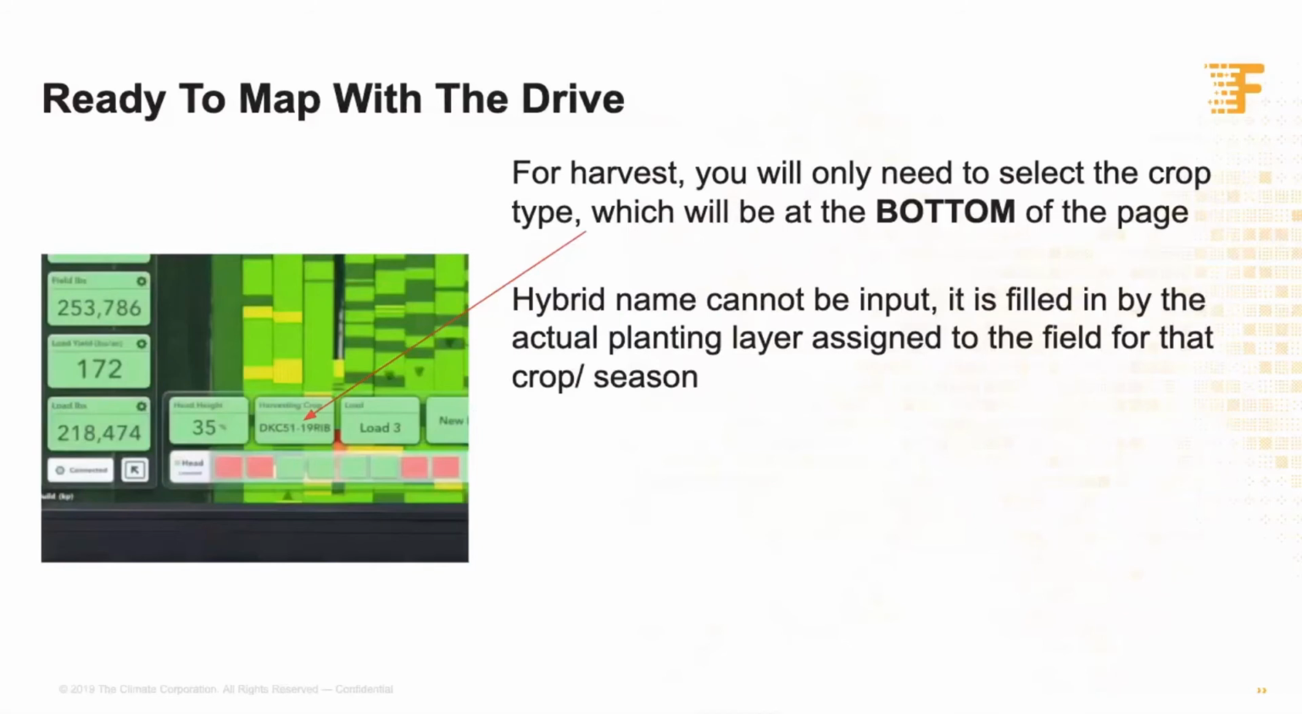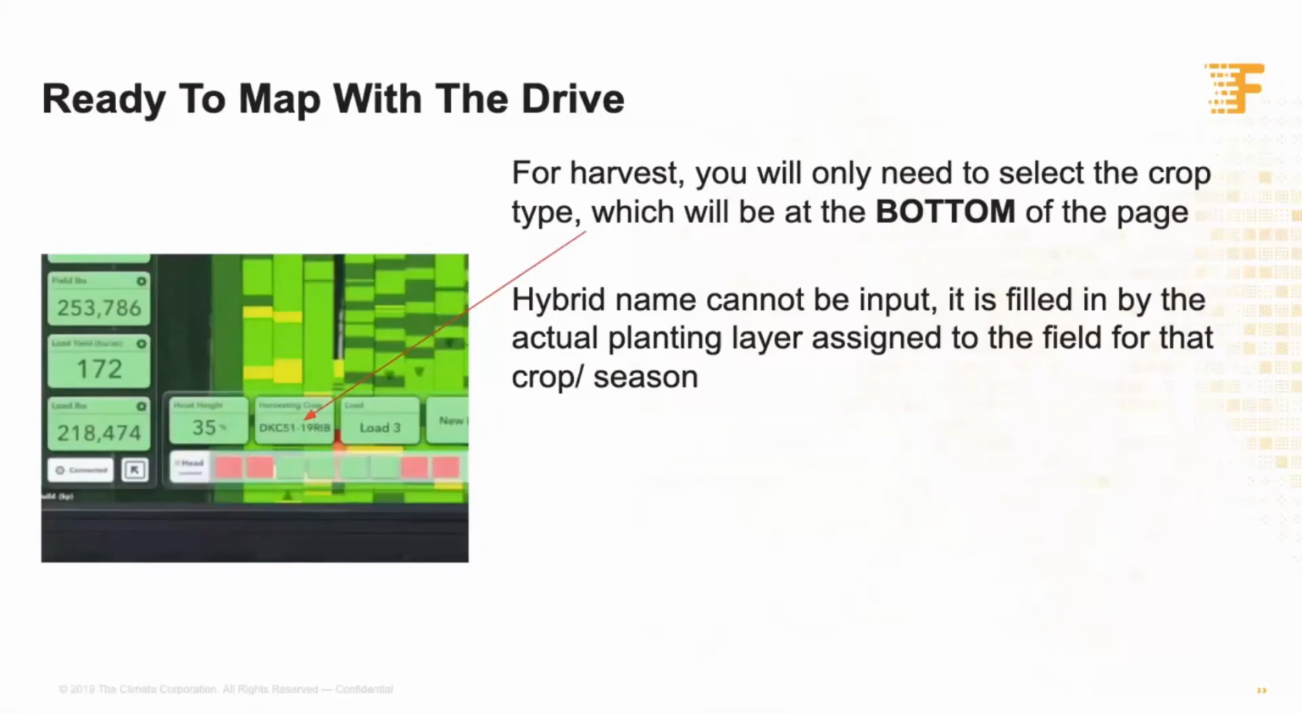You'll see that on the left-hand side, but also at the bottom, you'll have an indication of what rows on your head are active by these little green and red boxes. And also, you'll have your harvest height, your load number, and then your harvesting crop and variety listed at the bottom. It's very important to remember.